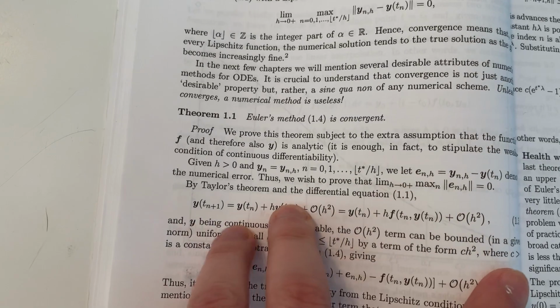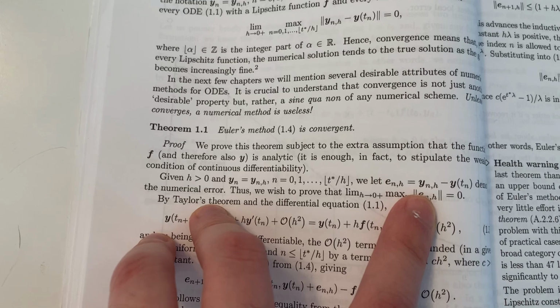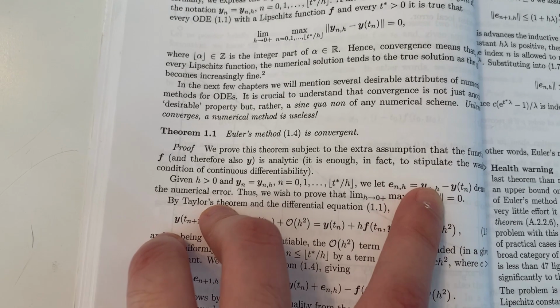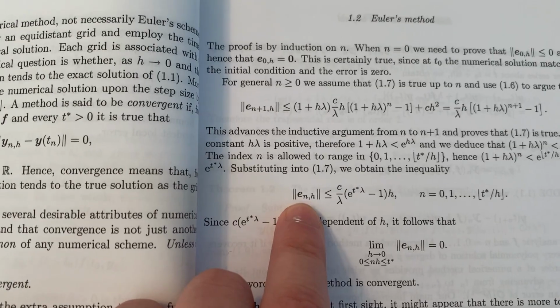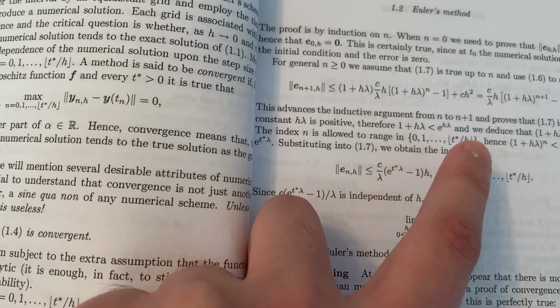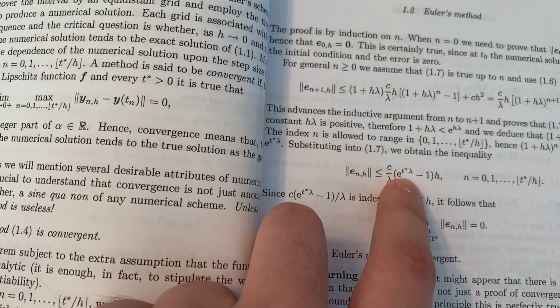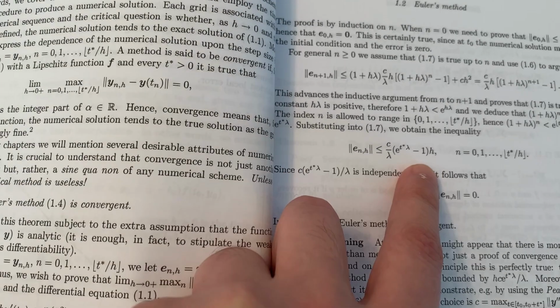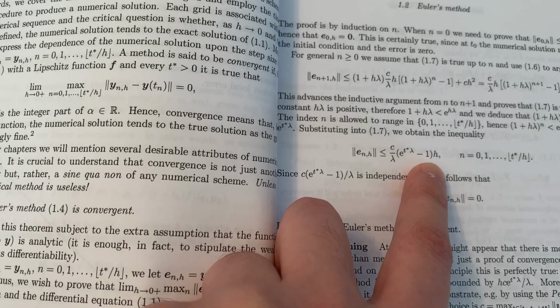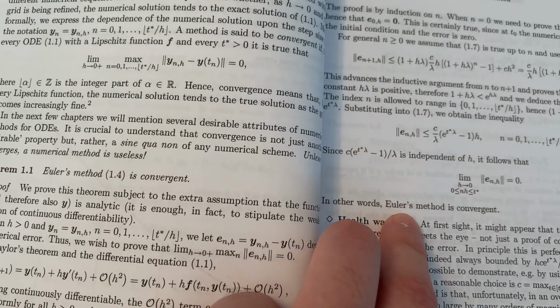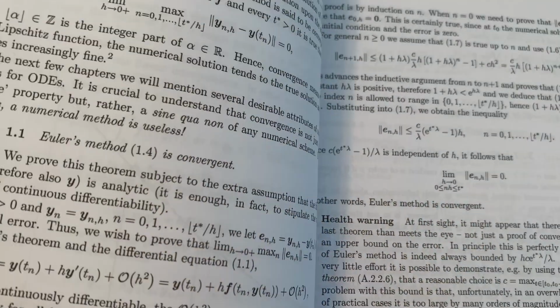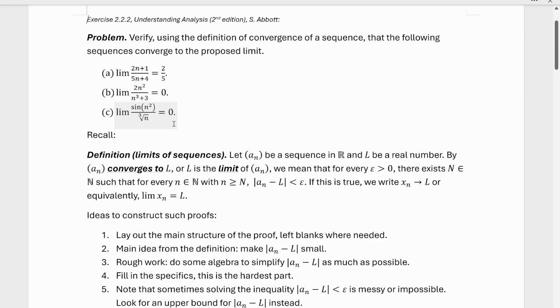To prove it, we first define the numerical error. That is the difference between the approximate solution and the exact solution. Then we obtain an inequality, the upper bound of the size of the error. And from this error estimate, when the step size h goes to 0, the error goes to 0, and therefore Euler's method is convergent.